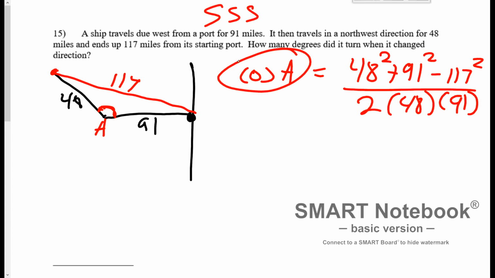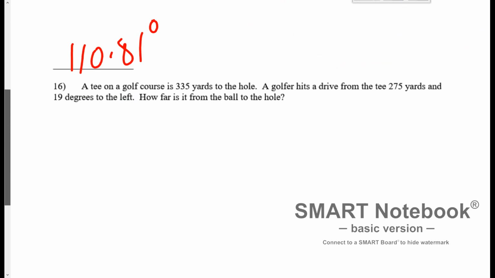And then since I'm doing cosine, I would do cosine inverse of this, right? So I'd do cosine inverse of that, and I would get 110.81. And so that's the angle, because I'm in degrees. And it's asked for degrees, so my calculator's in degrees. Okay, this one, same thing.